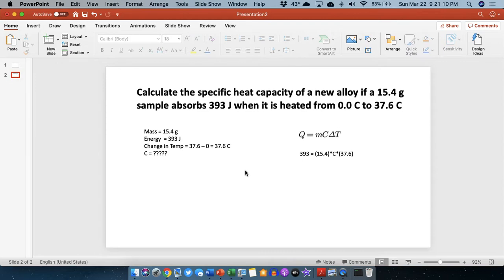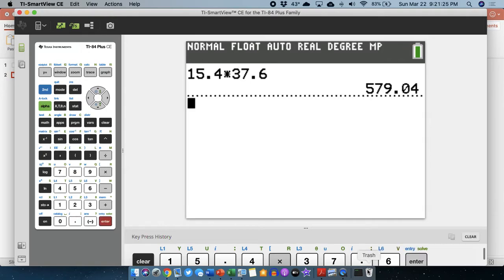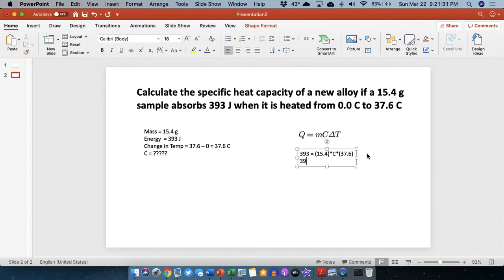Well, the first thing I'm going to do is clean up this right side of the equation. I'm going to multiply 15.4 by 37.6. So let me pull up my calculator here. I've got 15.4 times 37.6, and that's 579.04. So I have C times 579.04. Now, how do I solve for C? I divide both sides by that 579 number. And we should then get an answer that hopefully will be a decimal number.